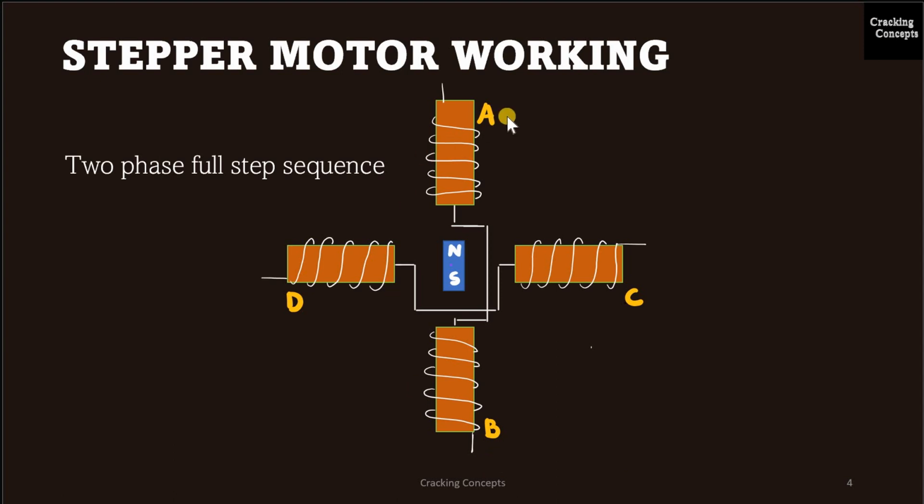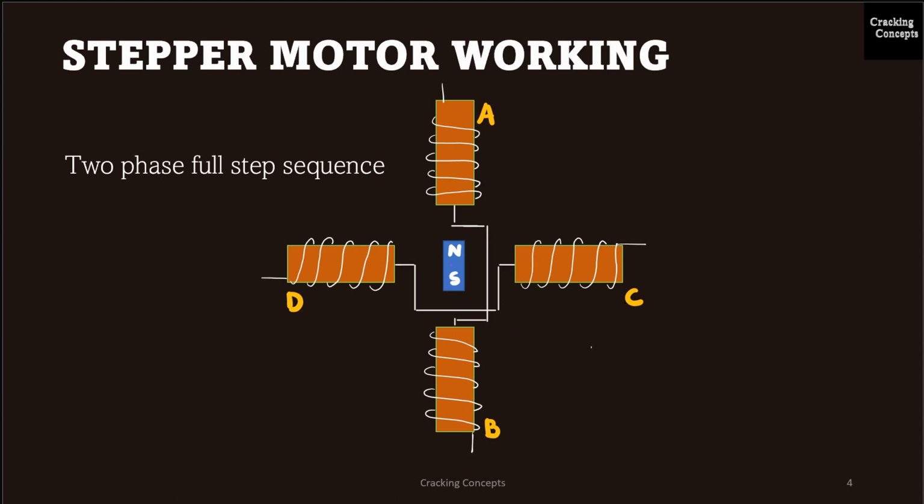We can see that the opposite poles are connected so that when the current is applied here, it will have the same polarity. The same for C and D. In some other references, you may see that instead of this, the labeling can be like A dash, B dash, or A1, B1, A2, B2.